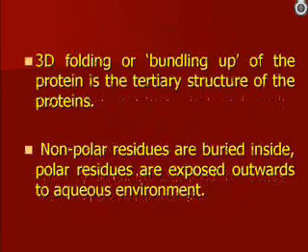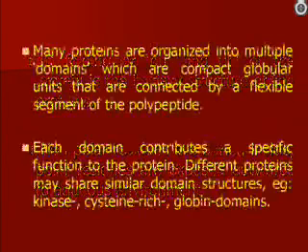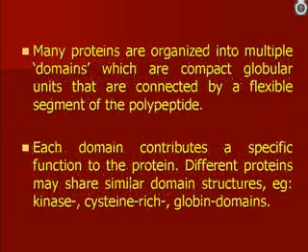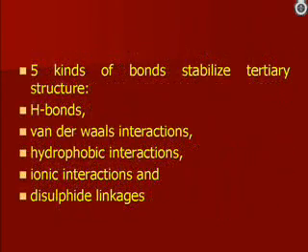Many proteins are organized into multiple domains which are compact globular units and are connected by a flexible segment of the polypeptide. Each domain contributes a specific function to the protein. Different proteins may share similar domain structures, that is kinase, cysteine rich or globin domains. There are 5 different types of bonds which stabilize the tertiary structures: hydrogen bonds, van der Waals interactions, hydrophobic interaction, ionic interactions, and disulfide linkages.